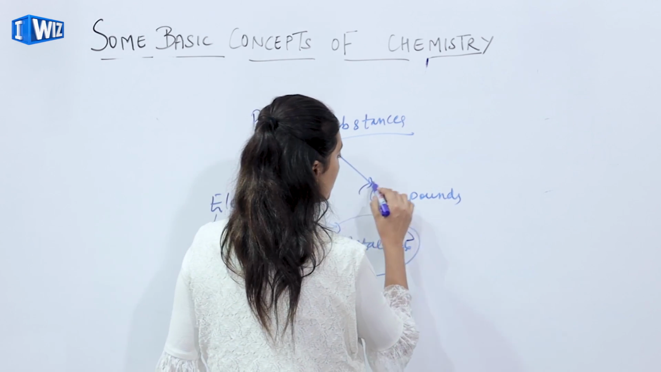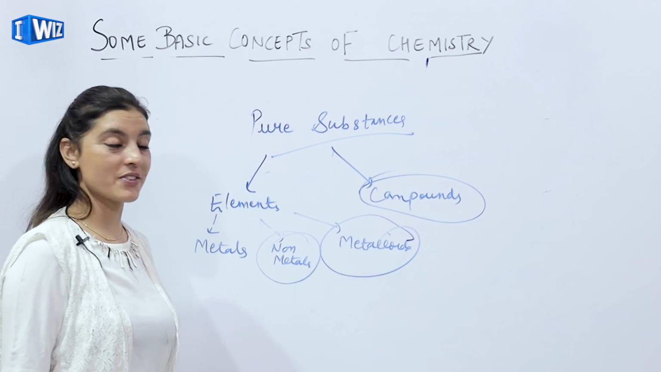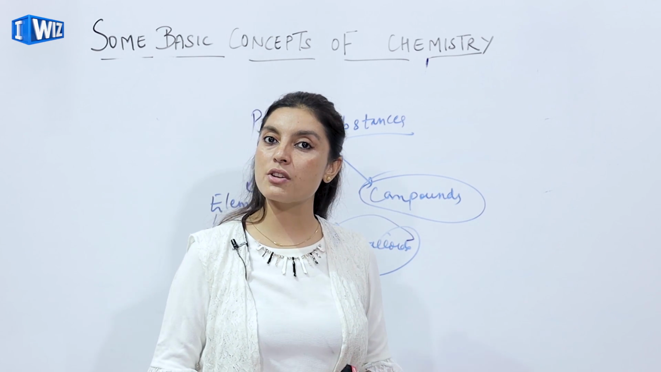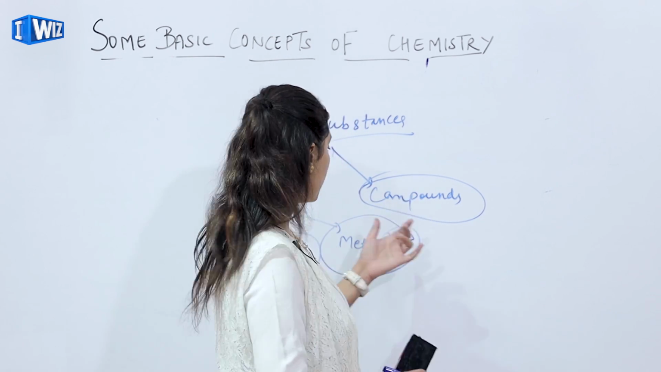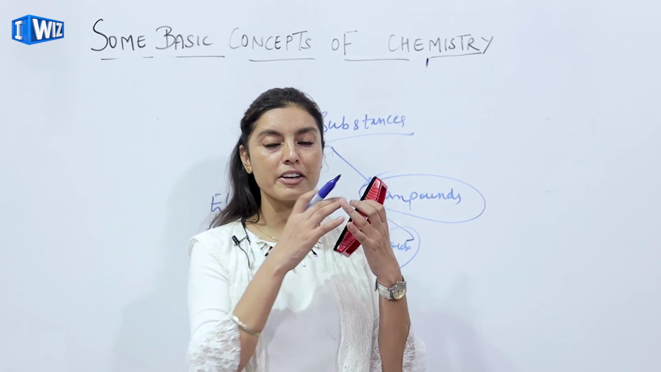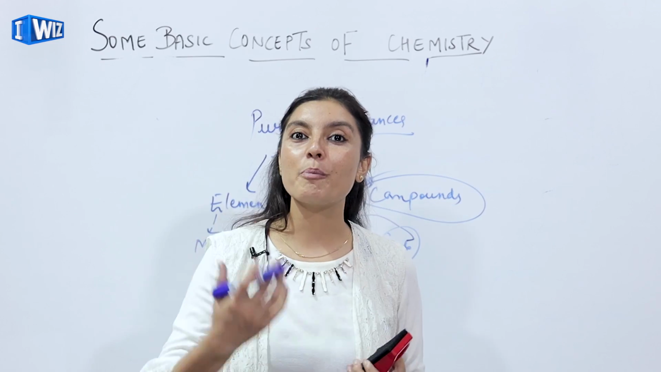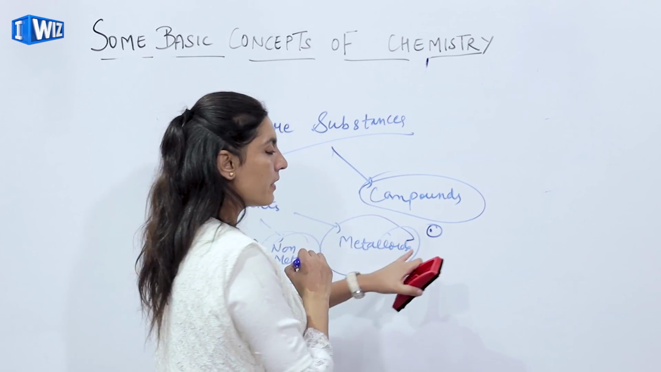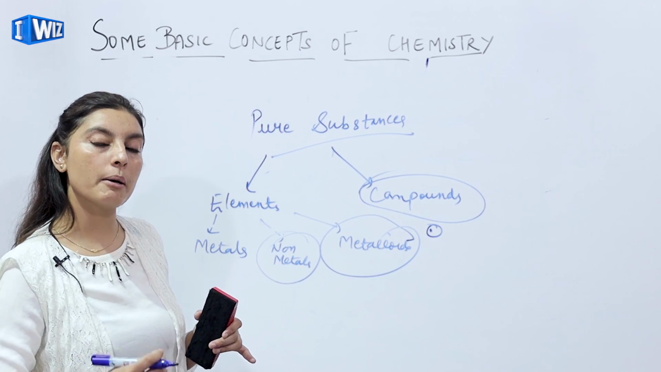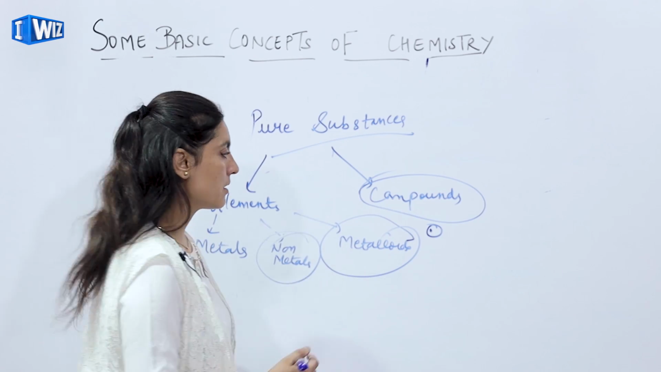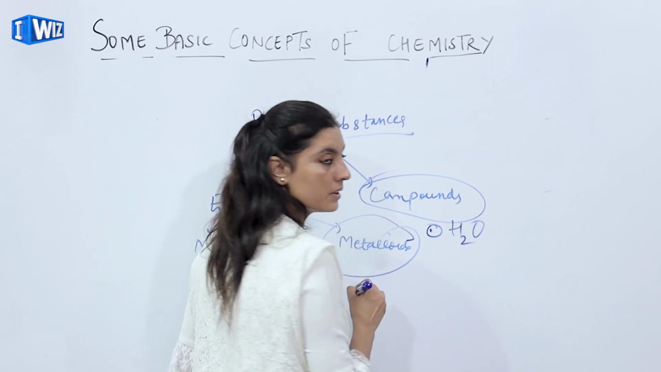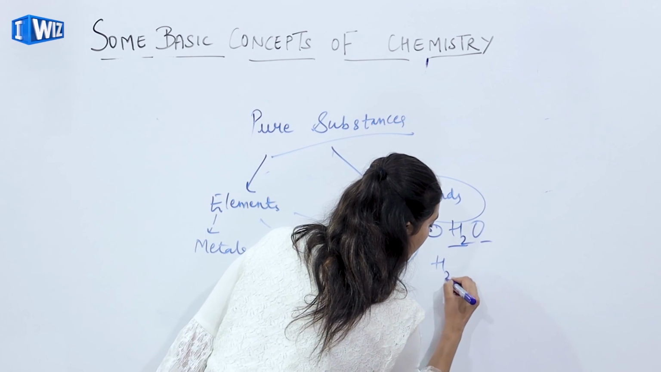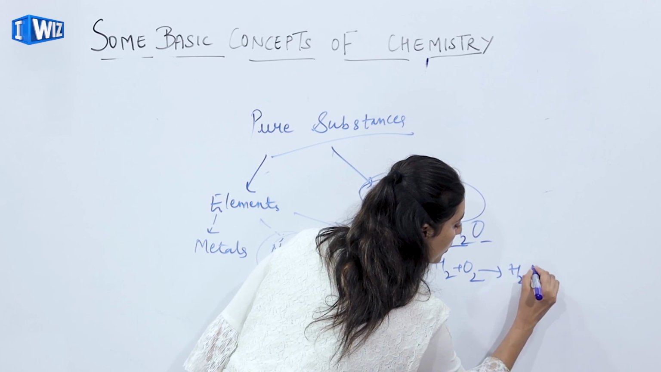Moving ahead, compounds. Something which is very interesting now. Compounds are the substances which are formed by the combination of different elements. It could be a metal, it could be a non-metal, with different kinds of forces operating between them. The very first thing about compounds is that they are always formed by the combination of two or more metals or non-metals. Let's say water, it's a compound because it is formed by the combination of hydrogen and oxygen. Hydrogen plus oxygen combine to give us water.